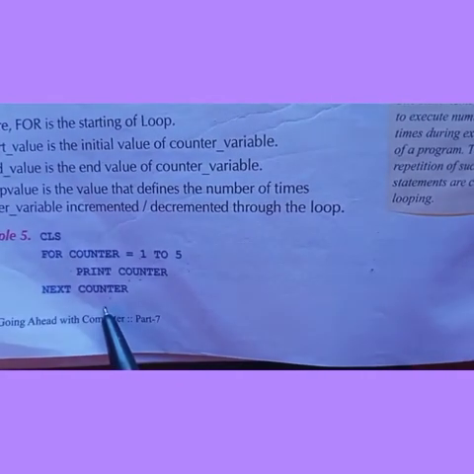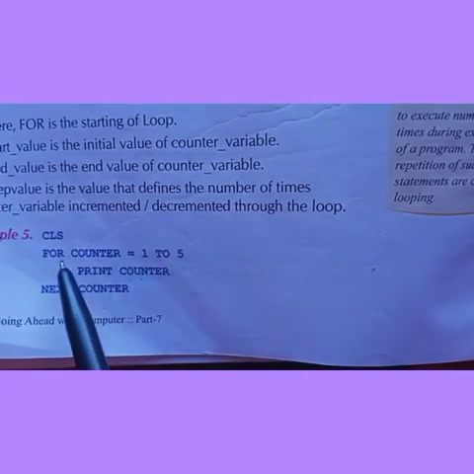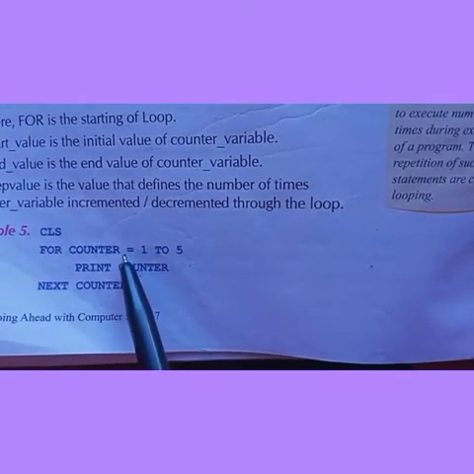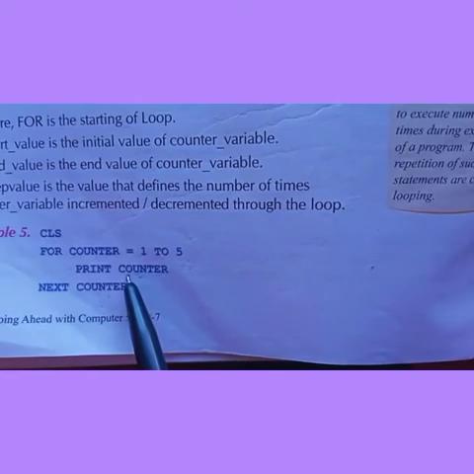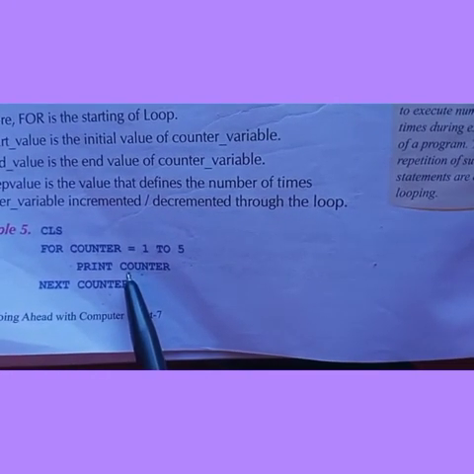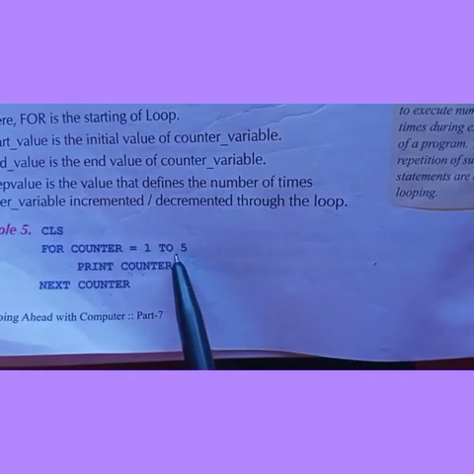Again it will come to NEXT counter. The counter will go back to FOR counter 1 to 5, and the value of the counter was 2, so it will still go on. Again it will come down to PRINT counter. This time 3 will be written on the screen, and it will keep on going till we complete it till 5.